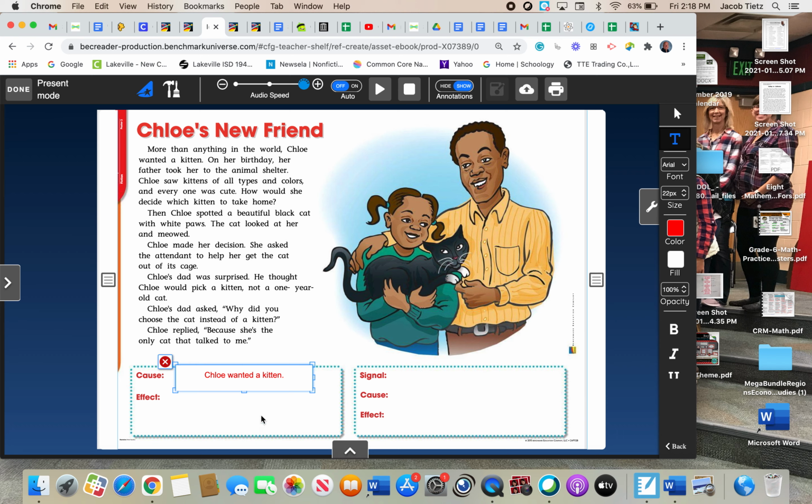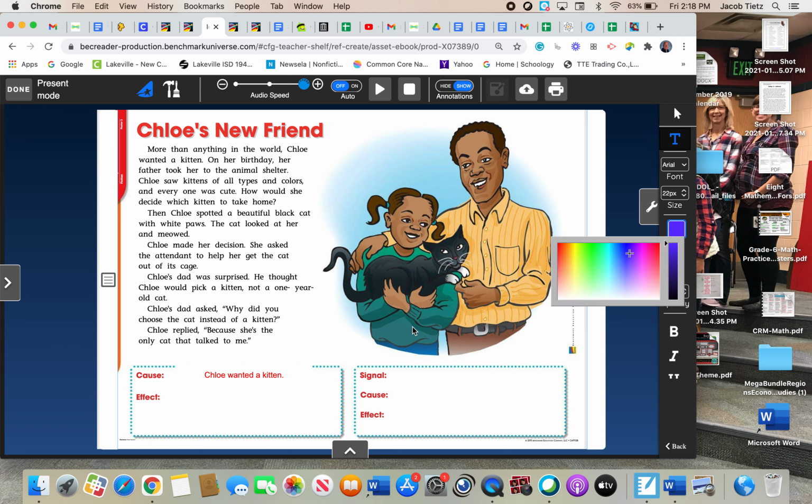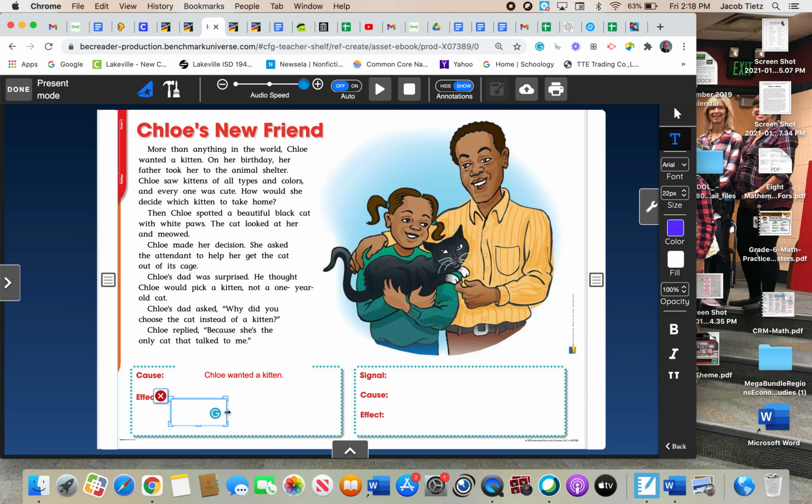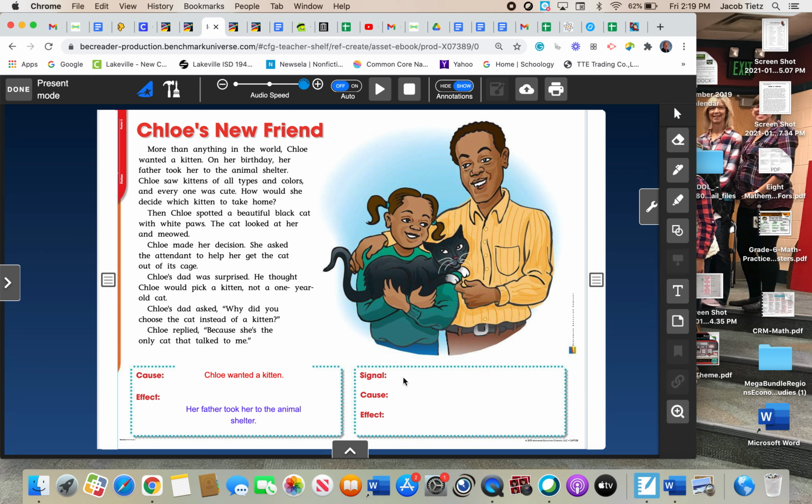And what did that cause her, or her and her dad, to do? We can find the effect of that is because she wanted a kitten, the effect of that is, her father took her to the animal shelter. Okay, that's our first cause and effect.